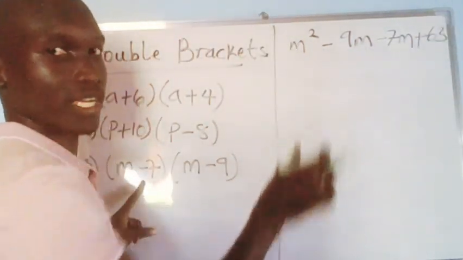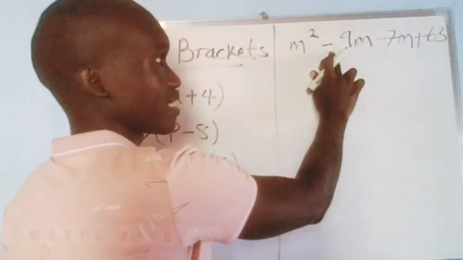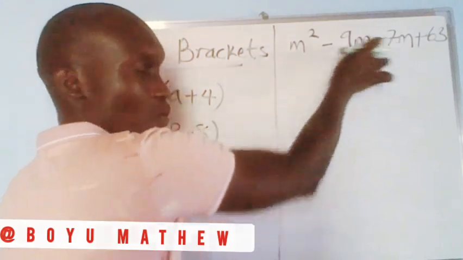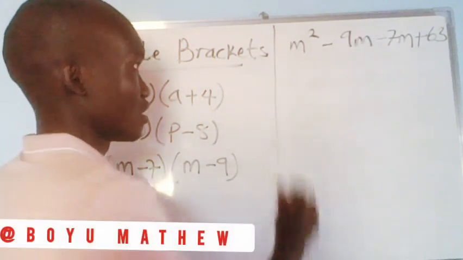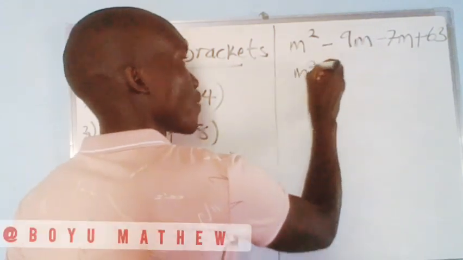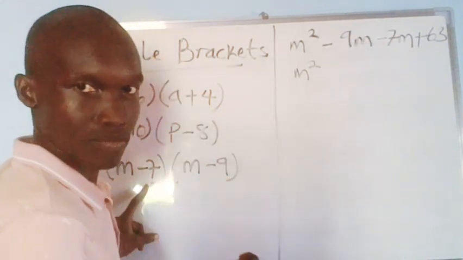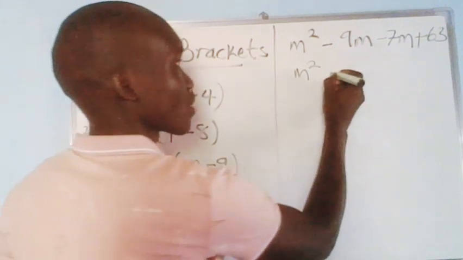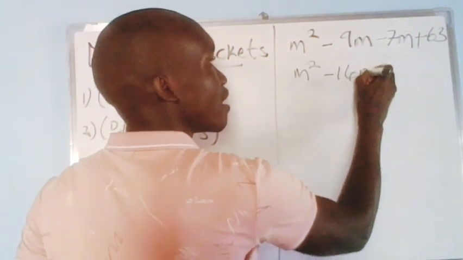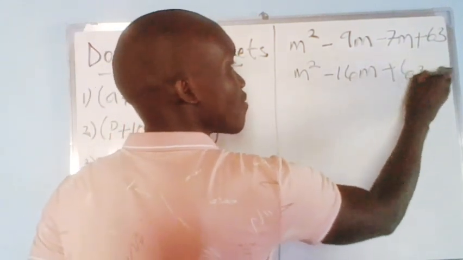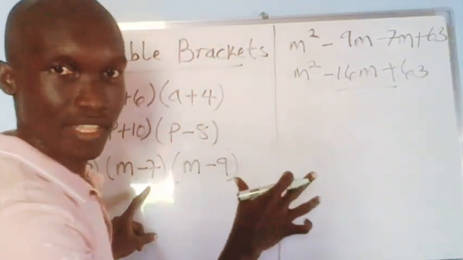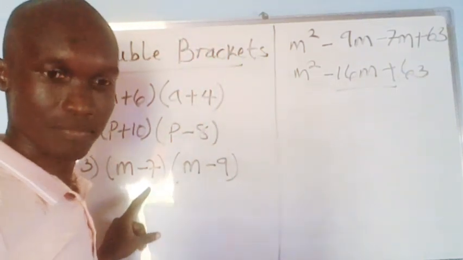Now when we reach here, we collect like terms. I can see negative 9m and negative 7m. We can easily add them together. So now we are going to have m squared. Negative 9 minus 7, it's like we are adding them, but we keep the sign. In this case, we are going to have negative 16m plus 63. We cannot simplify this further. That becomes our final answer.